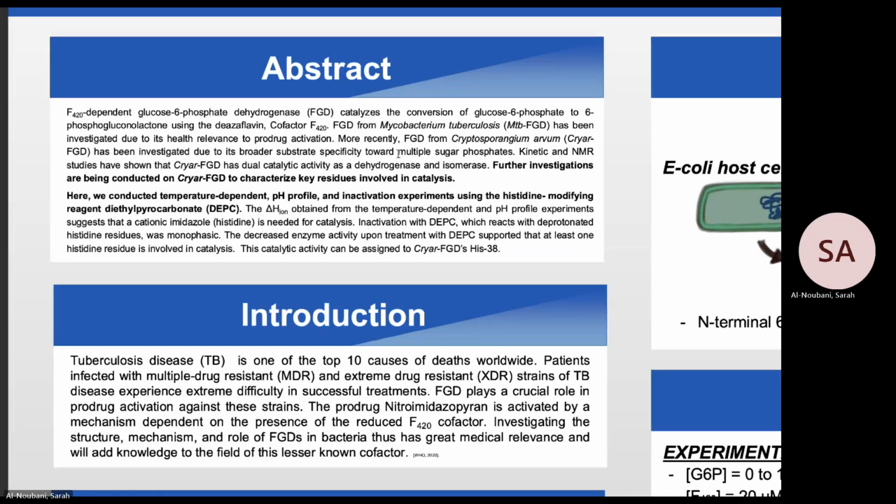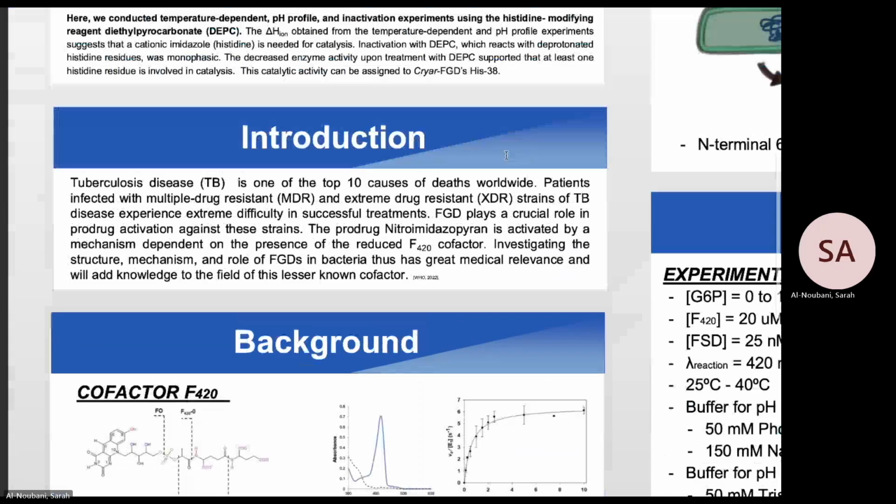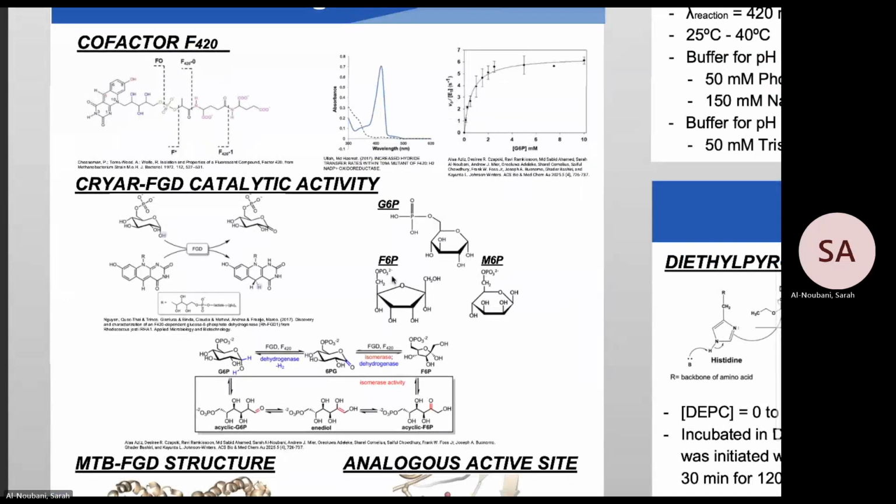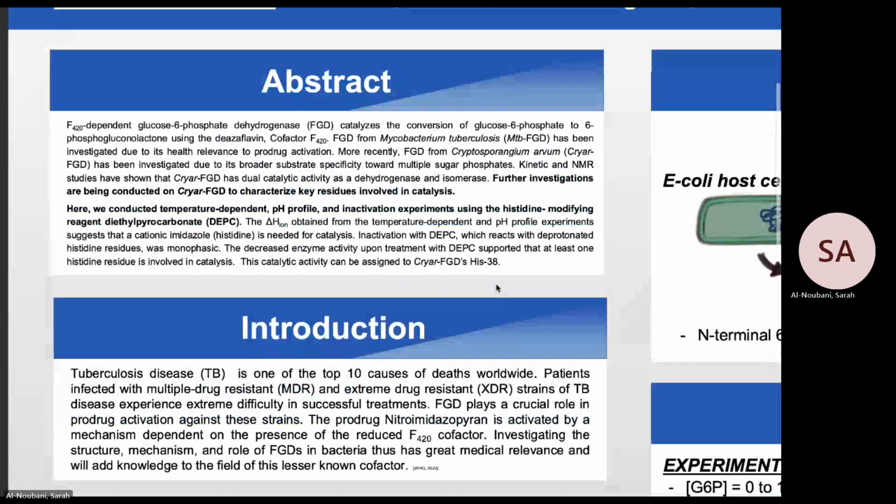Currently, FGD is being studied in a less well understood gram-positive soil-dwelling bacteria, Cryptosporidium arvum. FGD from Cryptosporidium arvum, termed crier FGD, exhibits broader substrate specificity toward multiple sugar phosphates, such as glucose-6-phosphate, fructose-6-phosphate, and mannose-6-phosphate. This substrate promiscuity is the main reason why this enzyme is being studied, as improving our understanding of FGDs can expand our knowledge on this cofactor and this enzyme class, which can reveal more about treating tuberculosis.